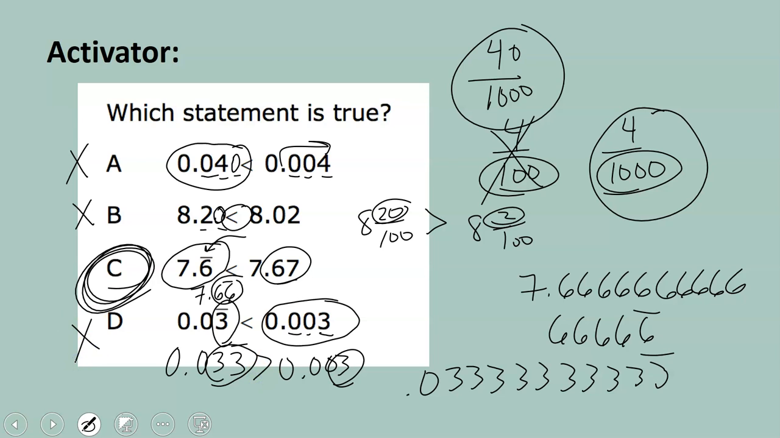So I feel convinced that the answer is C. 7.6 repeating forever is less than 7.67.